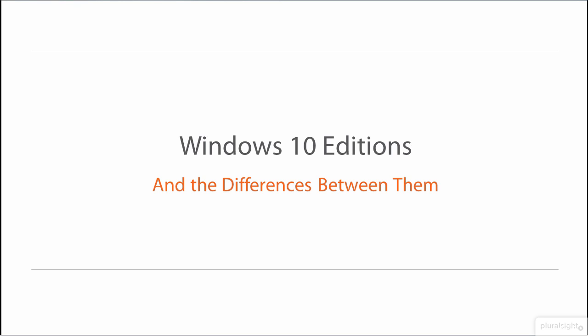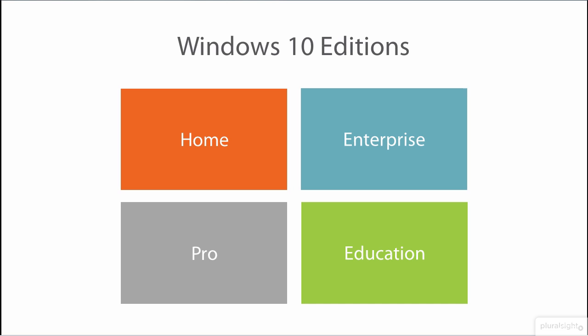Well, let's take a look now at the Windows 10 editions and the differences between them. There are four main editions of Windows 10, not counting the mobile ones, which we'll look at in a few minutes. So there's Home, Pro, Enterprise, and Education. Small businesses can choose Pro or Enterprise. Medium to large businesses typically choose Enterprise, and schools can choose the Education edition. Let's look at the features that distinguish these four.